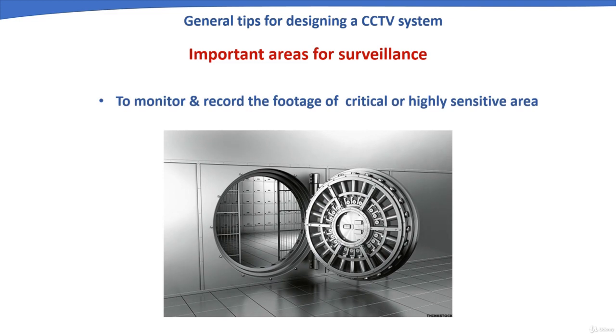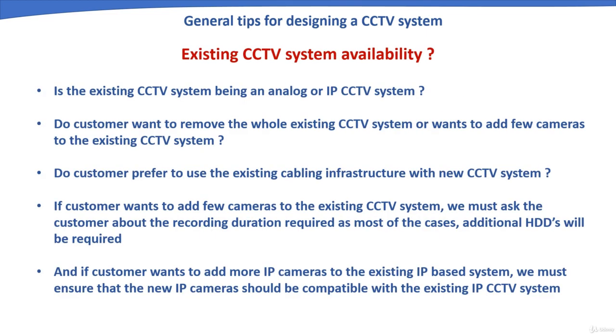Important areas for surveillance. This is the most important starting point and every CCTV designer should have this information from the customer. To monitor and record the footage of this critical or highly sensitive area, additional cameras should be installed so that there is no blind spot. Environmental conditions also need to be taken care of. If this is an outdoor area with low light during night time, then a camera with night vision capability should be installed.